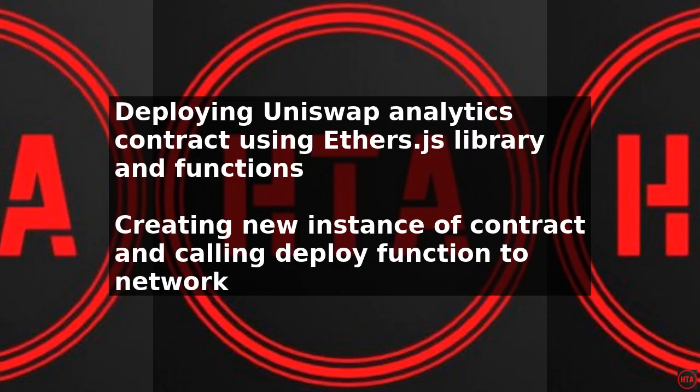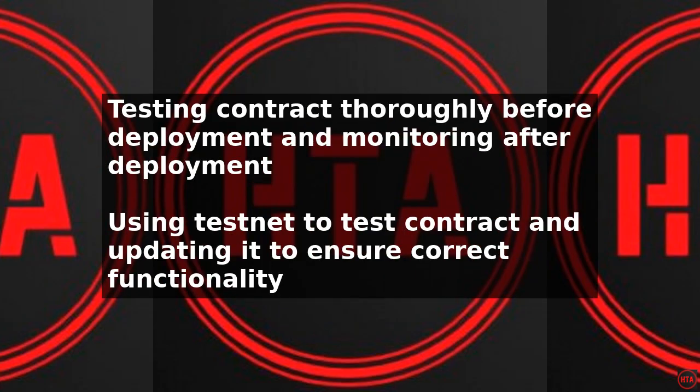Best practices for deploying Uniswap Analytics contract include testing the contract thoroughly before deployment and monitoring the contract after deployment. Use a testnet to test the contract and fix any bugs before deploying it to the mainnet. Also monitor the contract for any issues and update it as necessary to ensure it continues to work correctly.